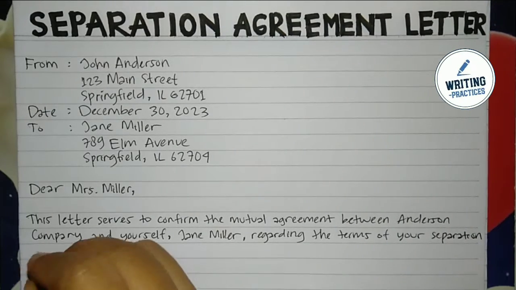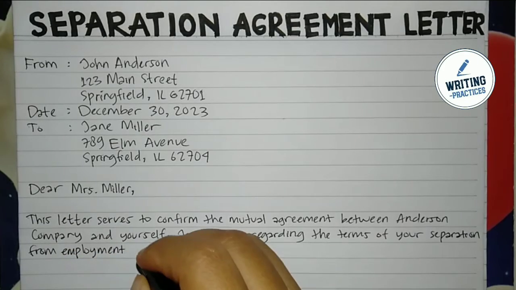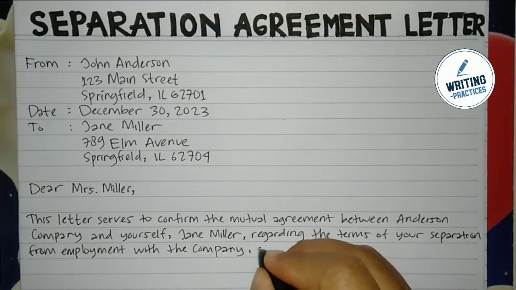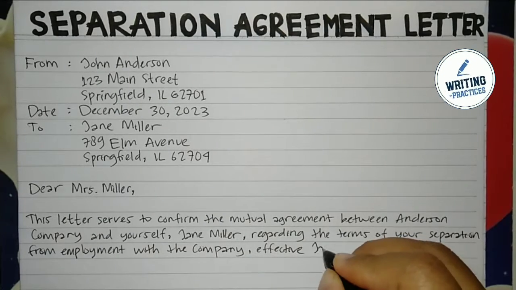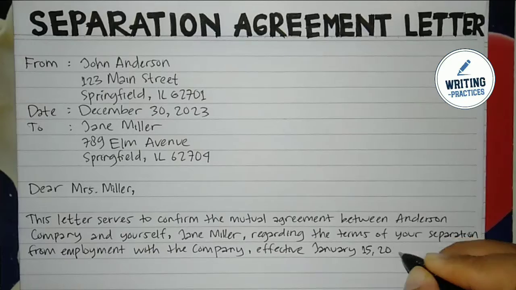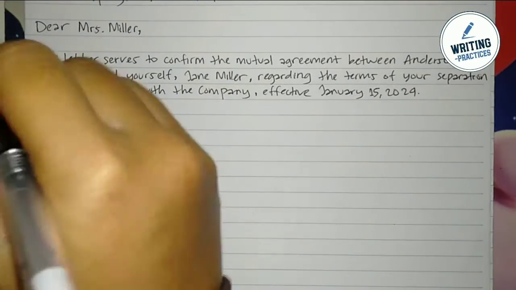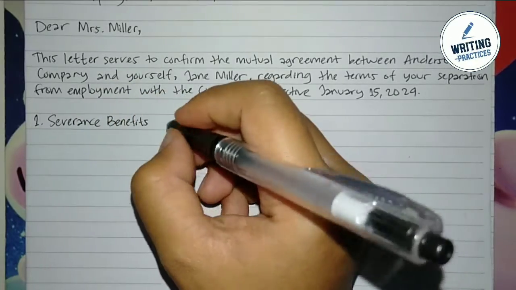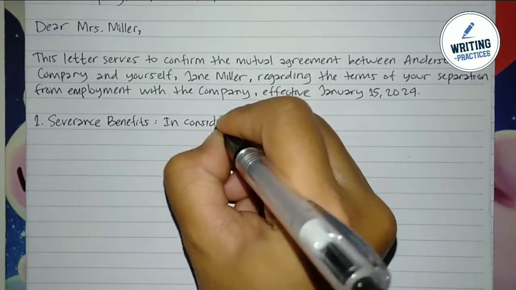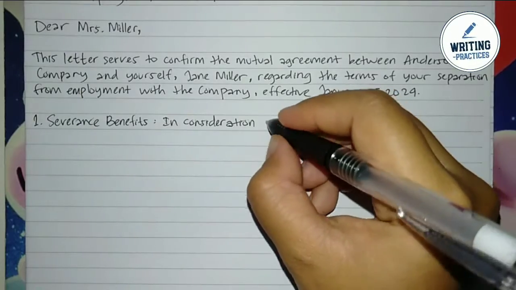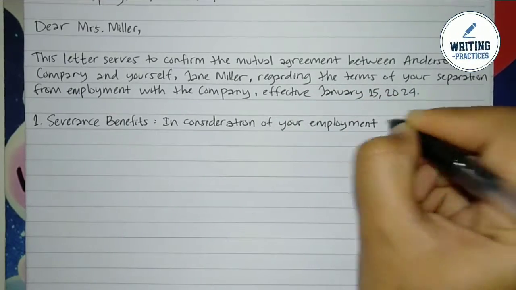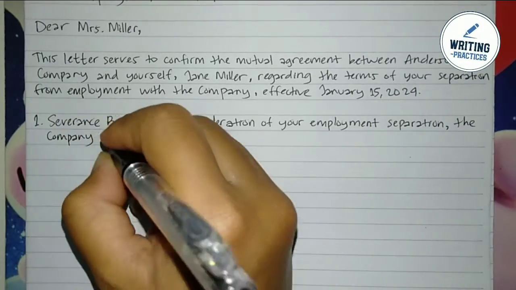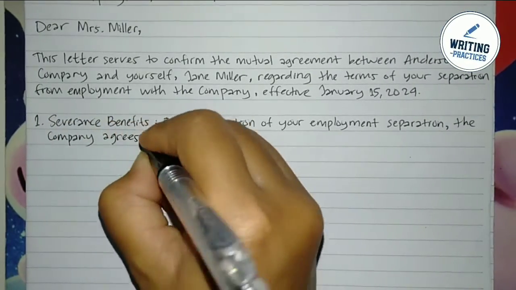This letter serves to confirm the mutual agreement between Anderson Corporation and yourself, Jane Miller, regarding the terms of your separation from employment with the company, effective January 15, 2024. In the body of the letter, you can start writing all points in the agreement. They are including the severance benefits, return of company property, confidentiality and non-disparagement, non-solicitation and non-competition, release of claims, consultation with attorney, effective date, and revocation period.